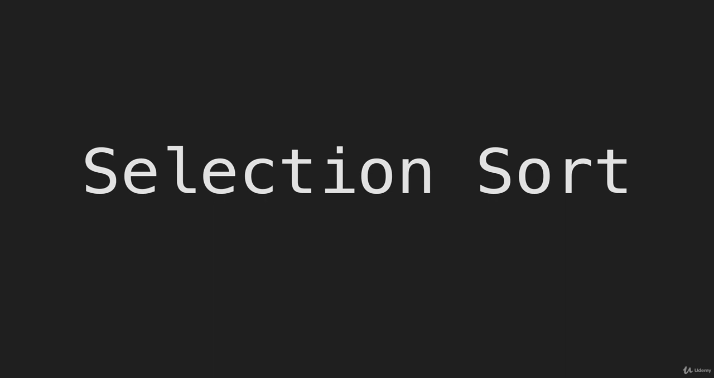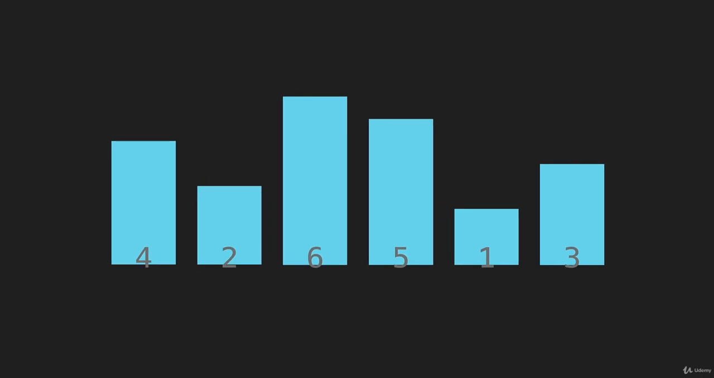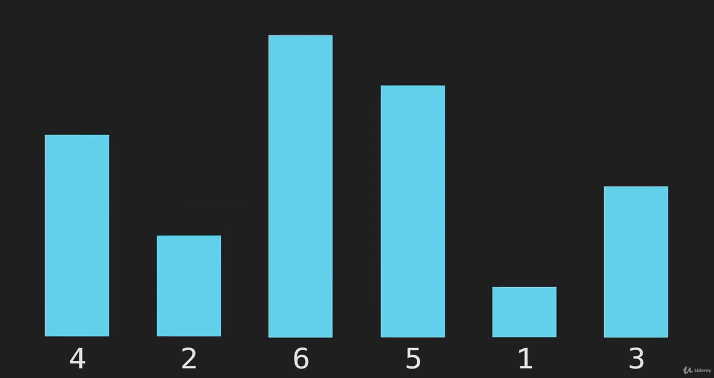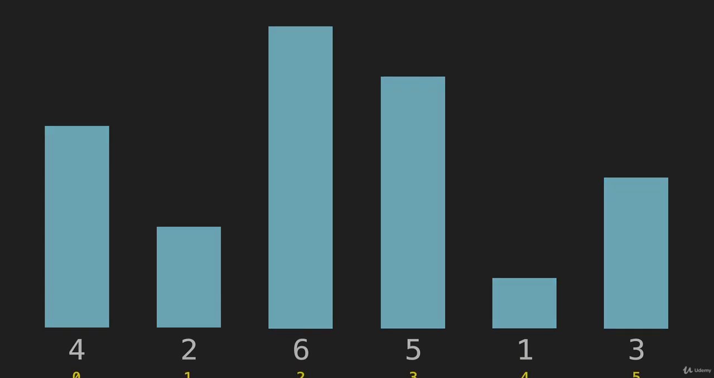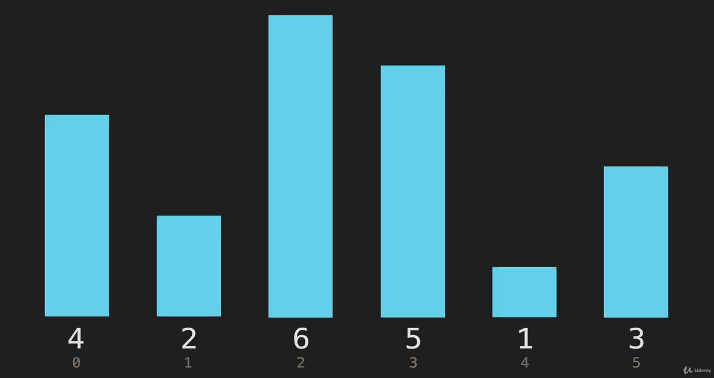So now we're going to look at selection sort. And once again, we'll start with an array that looks like this. But with selection sort, there's something different we have to do here. We have to keep track of the indexes. So I'm going to bring up indexes for each of these. So this is what we're going to do.